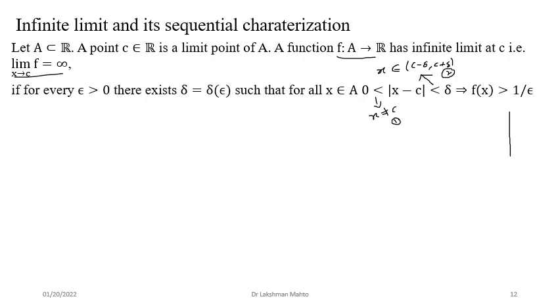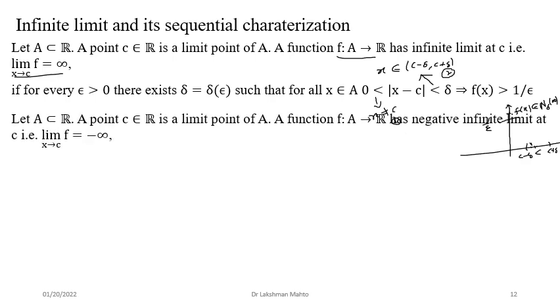So in the vertical line you observe that if you take epsilon, we try to see the neighborhood of infinity. So f of x falls here. If x is any point we take from the delta neighborhood of C, then corresponding f of x, whether x is from the right or left depends upon your choice, falls away from 1 by epsilon, that means in the neighborhood of infinity, then we say that the function has an infinite limit at C. That is the concept.